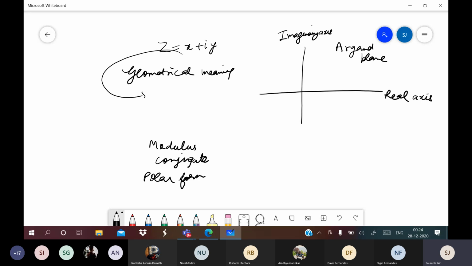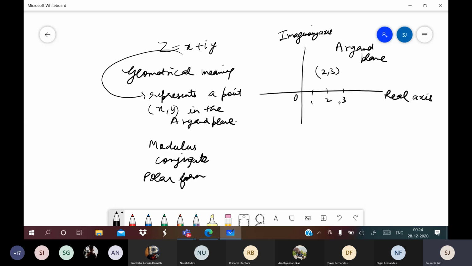So basically this represents a point x comma y in the Argand plane, exactly in the same way as we do in coordinate geometry. So suppose if I say that there is a point 2 comma 3, the quadrant system is same, sign convention, everything is exactly same, just the change in the names. So 2 comma 3 will be somewhere here, wait a minute.